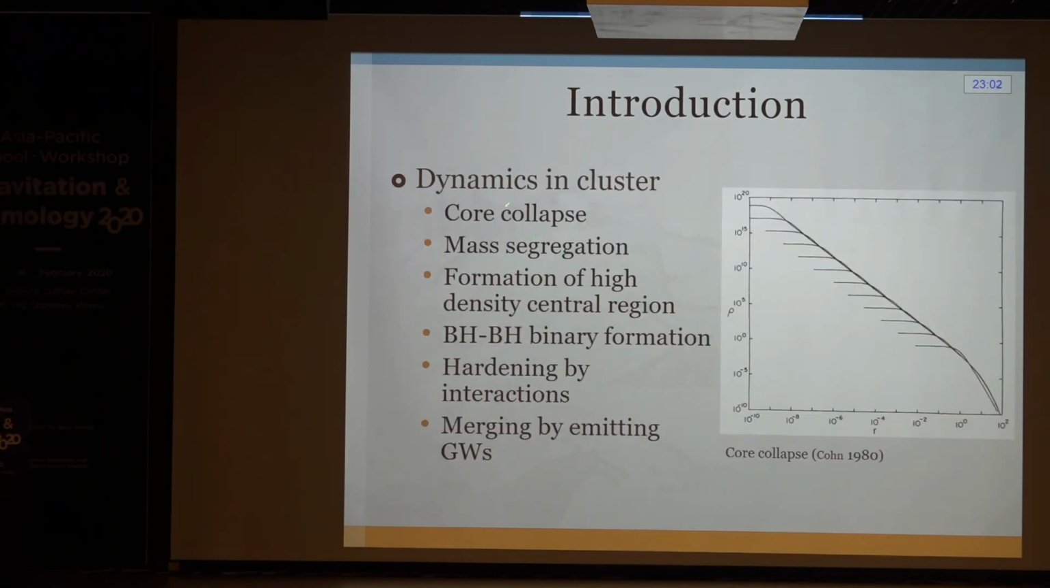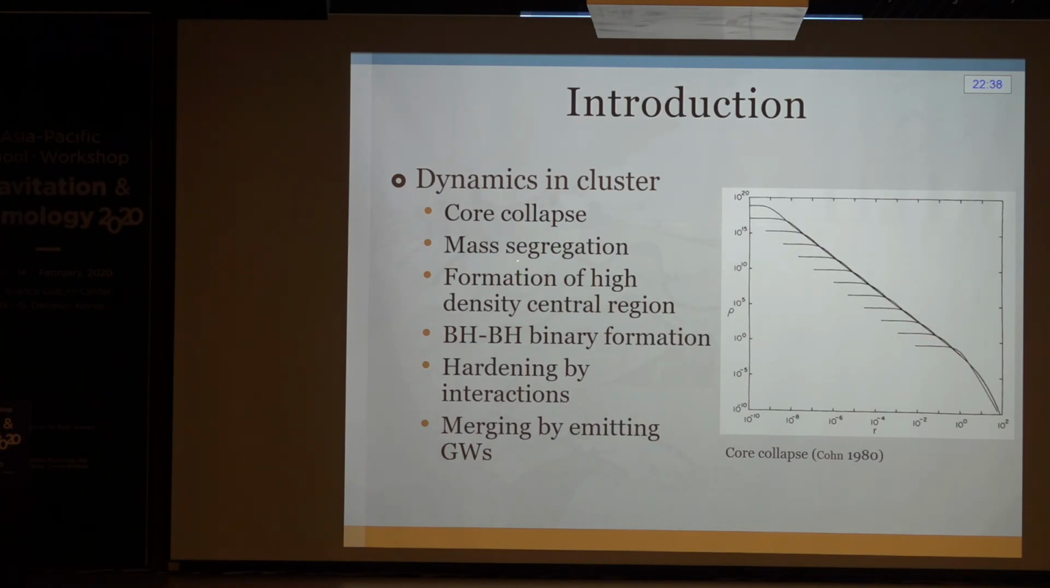Let's see the dynamics in a cluster. Self-gravitating systems like clusters or even stars experience core collapse. Even though their initial central density is low, as time goes on, their central density becomes higher and higher. This is called core collapse.